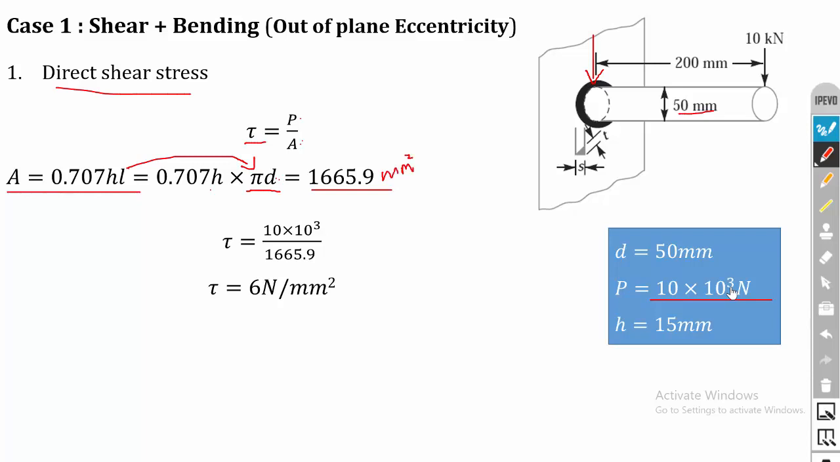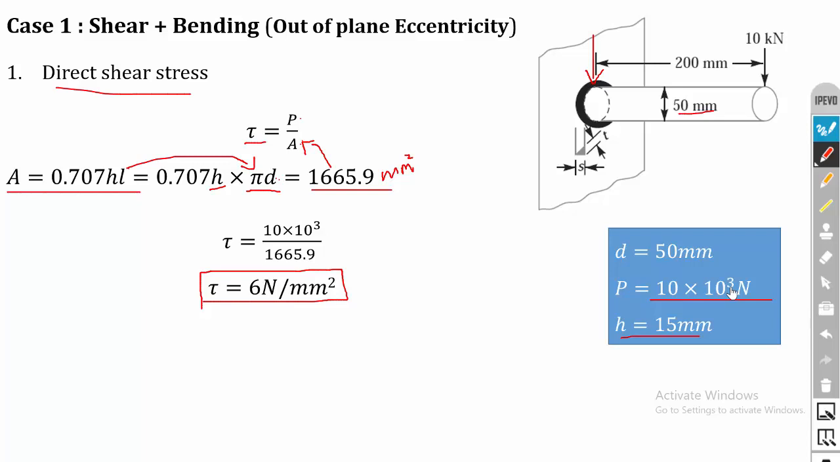Here we have to substitute the value of h, that is the weld size, because it is given in the problem, and we can calculate the area. Further, substitute the value of A in the stress equation, tau is equal to P divided by A. If you solve this equation, finally you will get the primary shear stress tau is equal to 6 Newton per square millimeter. This is without considering the eccentricity.